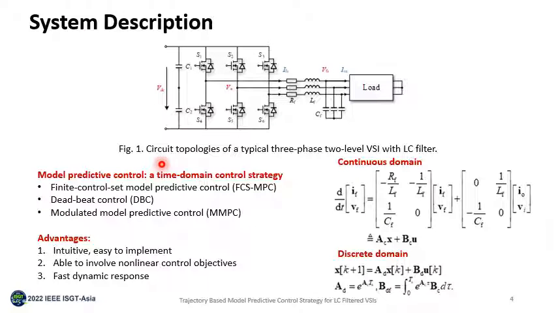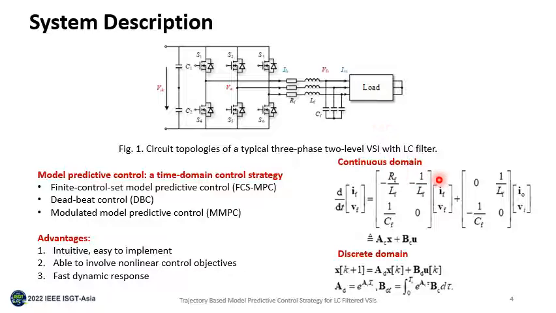As a promising alternative, model predictive control has attracted much attention in recent years. And here are some of the most widely applied model predictive controls, such as finite control set model predictive control, deadbeat control, and modulated model predictive control. For these control strategies, it is essential to establish an accurate mathematical model of the system. For example, here is the continuous domain state space model of the above circuit.